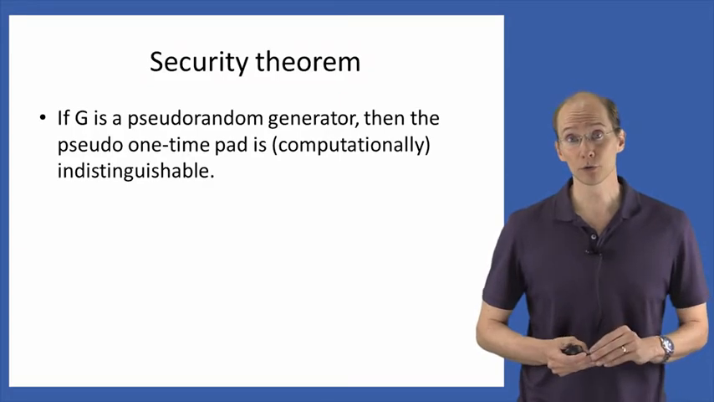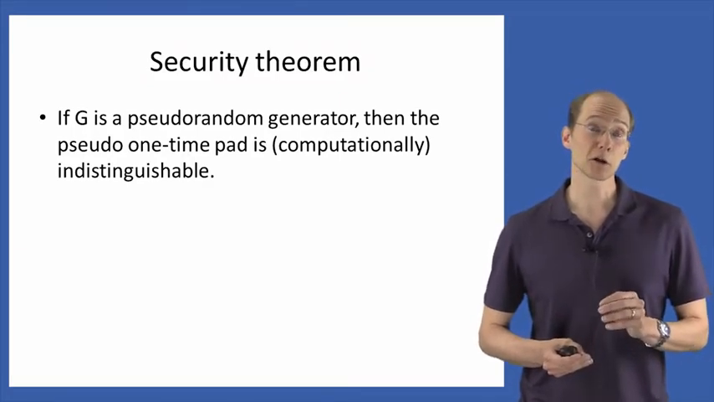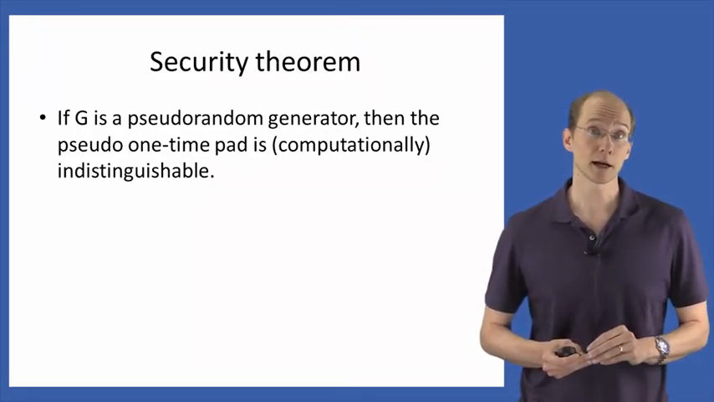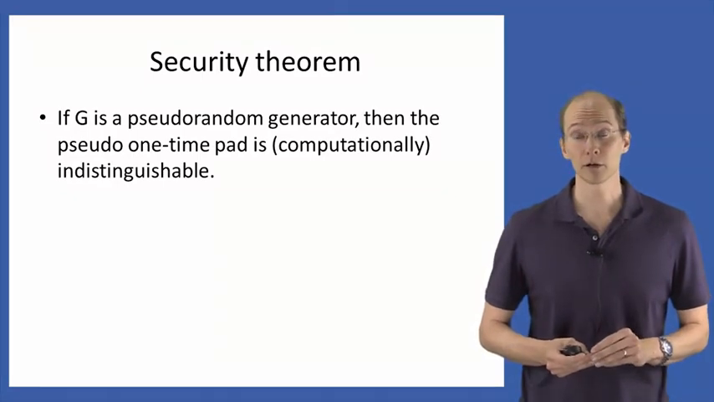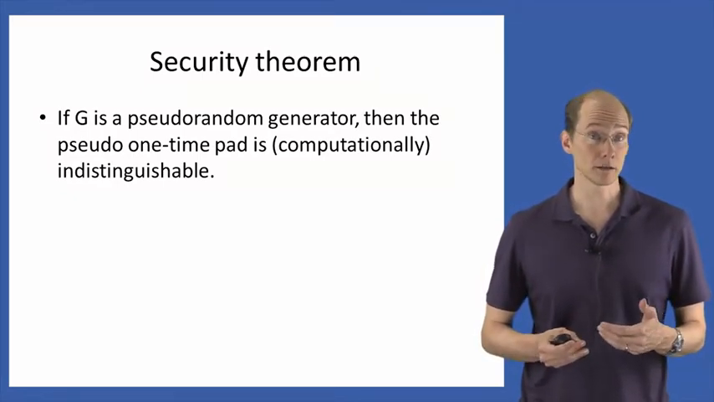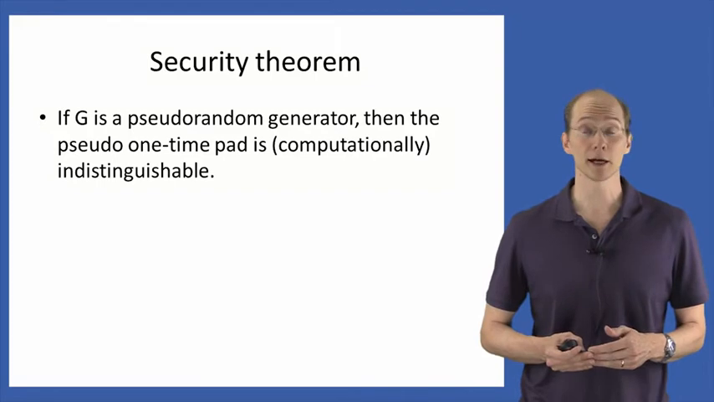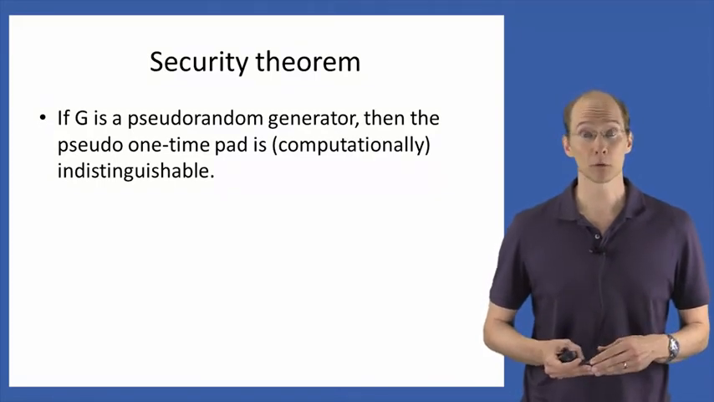The theorem we're going to prove is that if the function G, used in the previous slide, is a pseudorandom generator, then the pseudo one-time pad, i.e. the encryption scheme from the previous slide, is computationally indistinguishable.